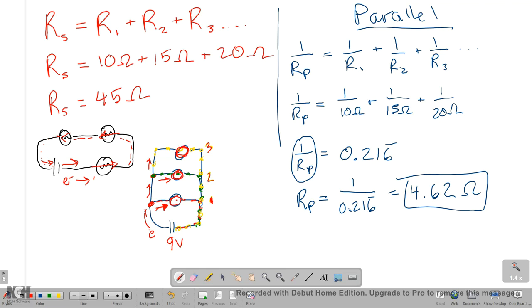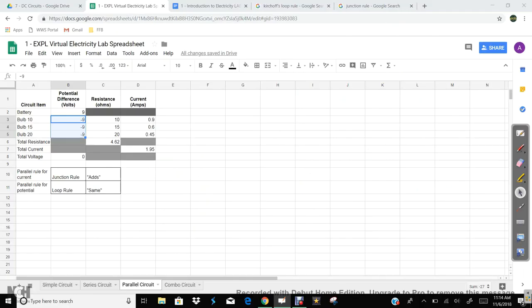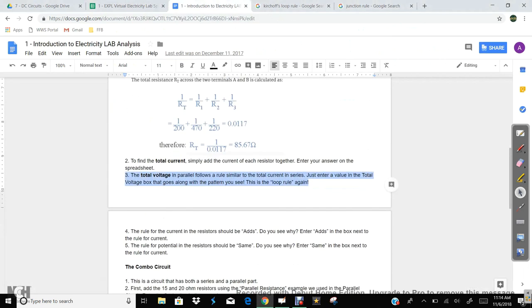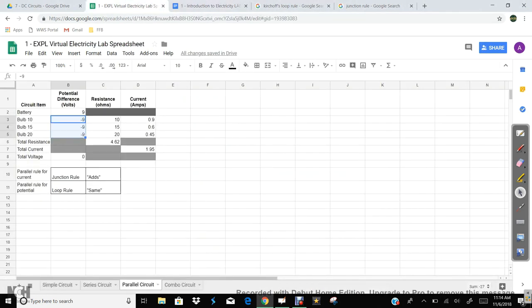Okay, because when we get past this light bulb right here, we have to go back down to 0 when we get back to the battery, right? We can't have extra voltage. So again, if I have 9 volts going into this second one right here, I have to leave with 0 volts because it's got to get back to the battery with 0 volts. Okay, so the rule there is that it is the same. Let's go ahead and move on. The rule for current in the resistor should be adds. Do you see why? Same for the voltage. We just talked about that. So again, this all adds up to the total current, and then it's the same over here.